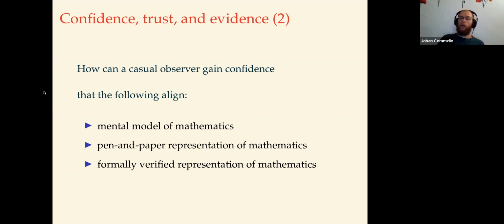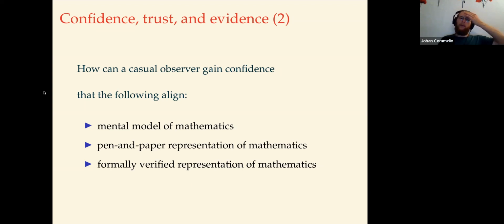On the other hand, if someone else wrote a paper, then you don't have access to their mental model. Only via the pen and paper representation can you try to access it. And so that becomes the ground truth. You need to make sure that your mental model aligns with what is written on pen and paper, which is what we usually understand by the process of reading the paper and trying to understand what's written there. And then there might be this third component, this formally verified representation.